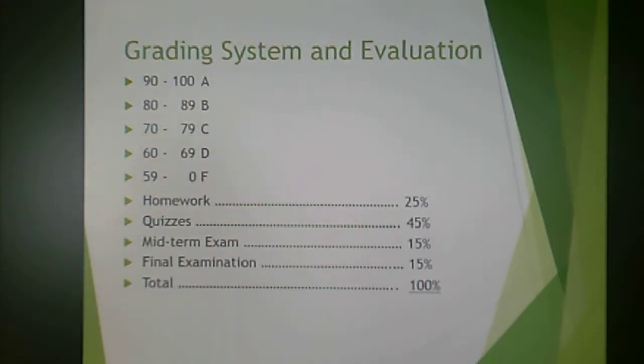This is the grading system. 90, 80, 70, 60. So in other words, 90 and above is an A, 80 and above is a B, 70 and above is a C, 60 and above is a D, and anything below 60 is an F. Homework consists of 25% of the final grade. Quizzes are 45% of the final grade. You will have 1 midterm exam and 1 final examination, both for 15% of the final grade.